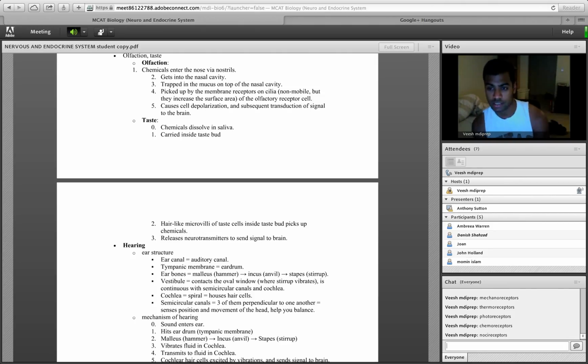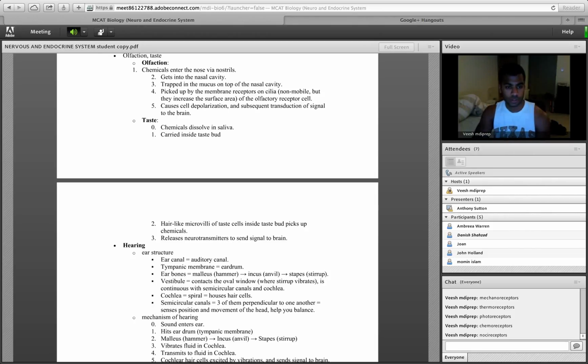Your sense of taste also has to do with chemicals, so it also involves chemoreceptors. Chemicals get dissolved in your saliva, and they're carried to the taste buds. At the taste buds, you have hair-like microvilli, and those pick up the chemicals, and that causes the release of different neurotransmitters that send the signal to the brain. It's your sense of taste.